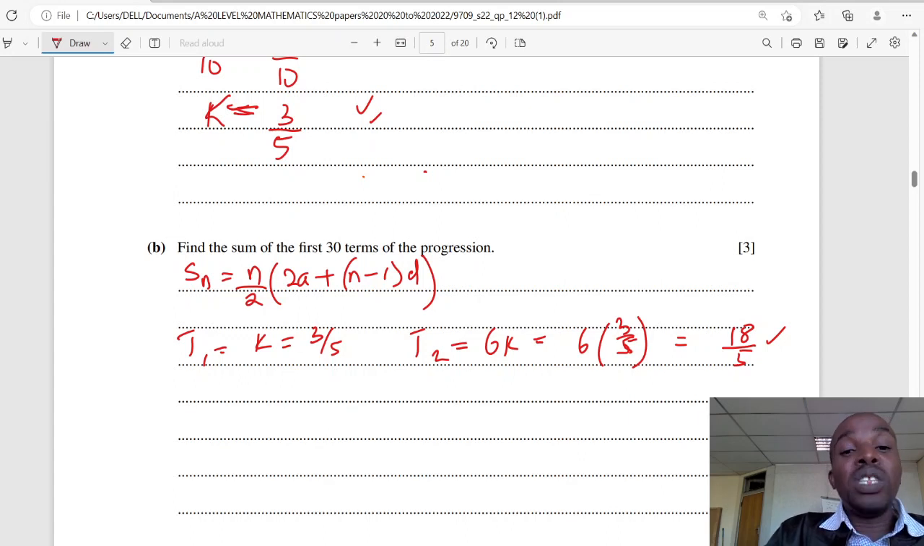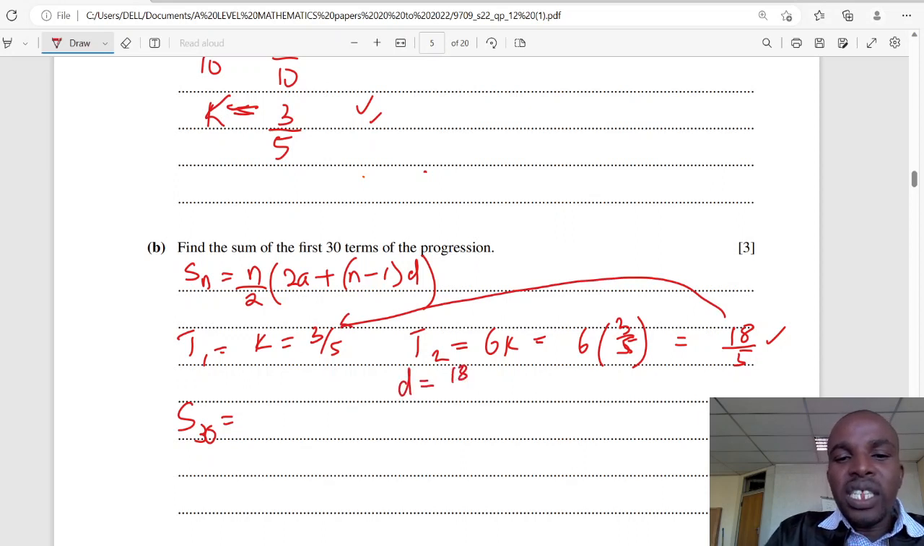So I want to find the sum of the first 30 terms, which means S30 is equal to, actually our common difference is 18 over 5 minus 3 over 5. That's our common difference. So our d is 18 over 5 minus 3 over 5. Then what do we get? 18 minus 3 is 15. 15 divided by 5 is 3. So our common difference is 3.